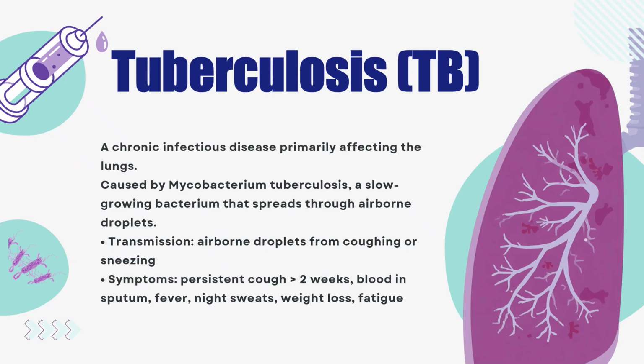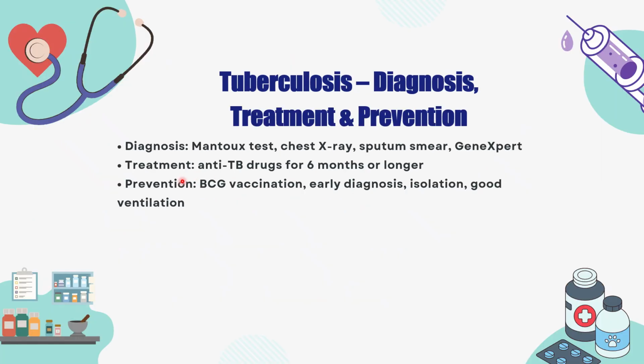The symptoms of tuberculosis are a persistent cough lasting more than 2 or 3 weeks, and blood in sputum seen in severe cases. There will be fever and night sweats. Weight loss is a characteristic symptom of tuberculosis, and the patient has fatigue. Diagnosis of tuberculosis can be done by the Mantoux test, chest X-ray because it affects the lungs, sputum smear, and GeneXpert.